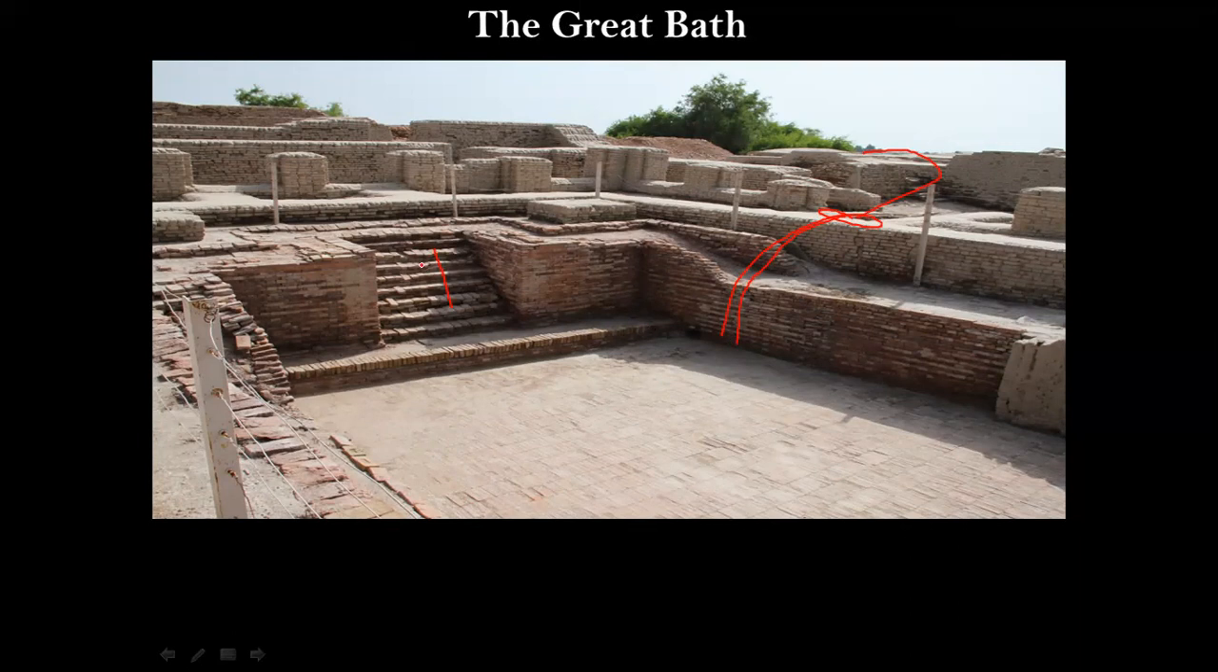You will see the steps leading down to the Great Bath, and on the top of the Great Bath you see these sections of rooms. They also had different types of rooms built on the upper layer of the Great Bath, and this is an assumption given by the archaeologists or historians that these rooms were most probably made for changing clothes after taking a bath in the Great Bath. Now, the most important thing about this Great Bath is that they believed it was built, and it is also an assumption given by historians that maybe the Harappan people used the Great Bath for a religious purpose.